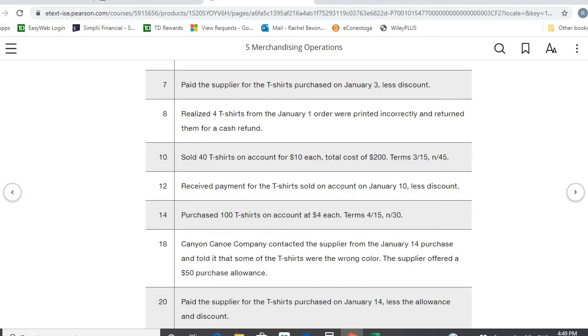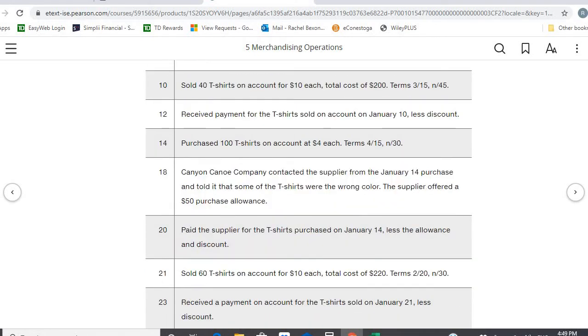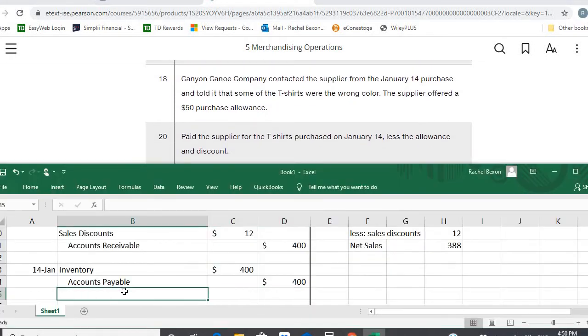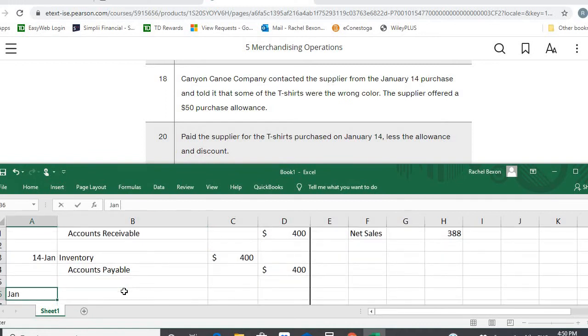I'm just moving it ahead so we can see the next question. All right, so we're on to January 18. On January 18, Canoe Company contacted the supplier from the January 14th purchase. So we're going to have to actually look back at that last purchase.